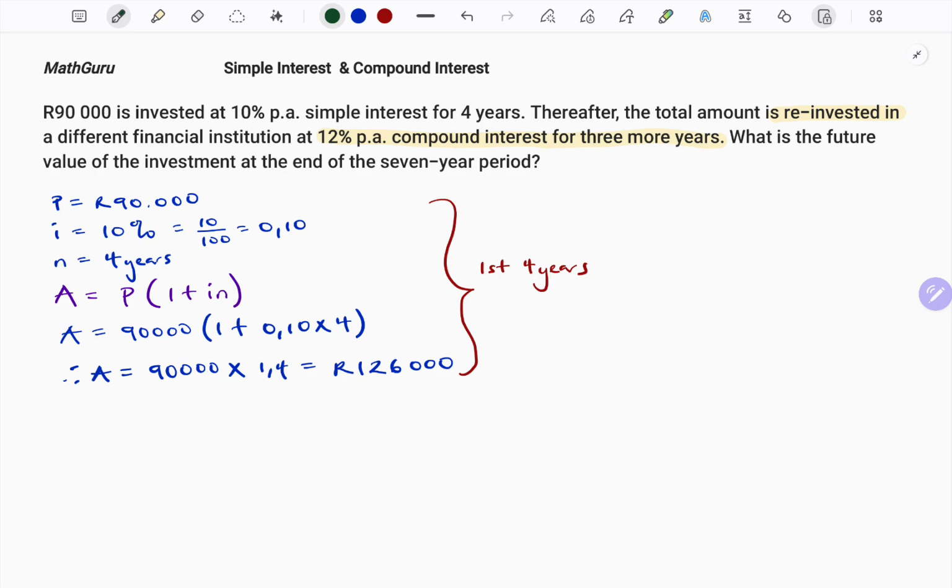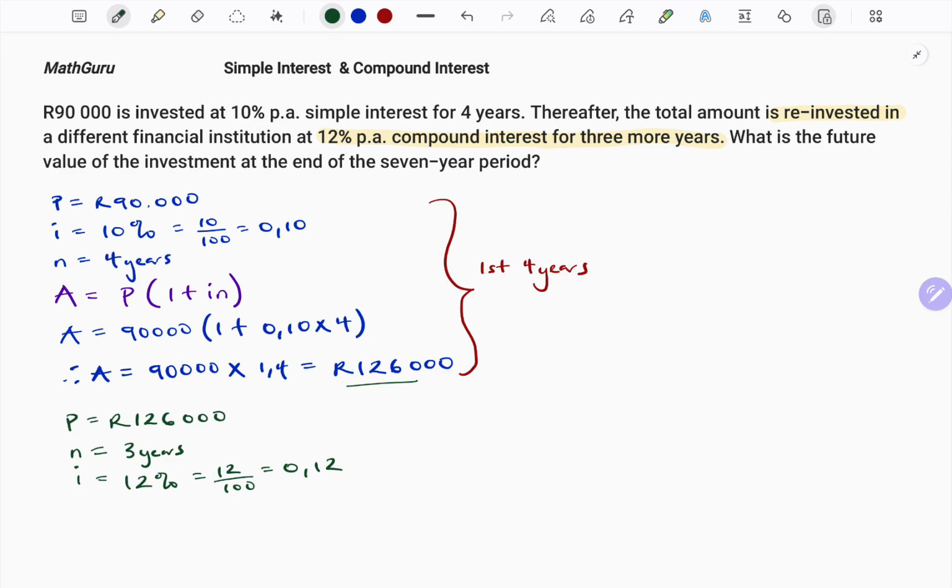And that means my new principal P is not 90,000 anymore, but the new principal will be, in rands, 126,000 rands. So the number of years now is 3 years. The interest I equals 12% per annum, and that is equal to 12 divided by 100, which is equal to 0.12.